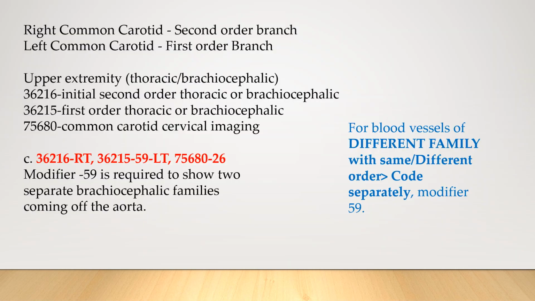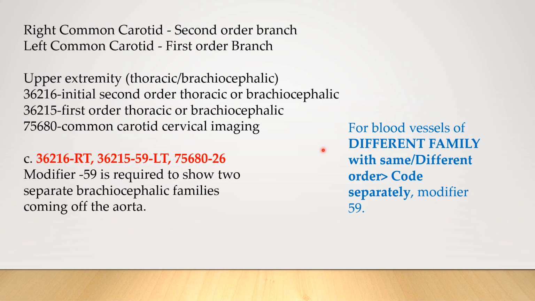So the data which we have collected is a selective catheterization. One family is the second order, and in the second family we have gone till the first order, and these are the vessels above the diaphragm. So we will use the 215 series. Now in this case, how will you code it?